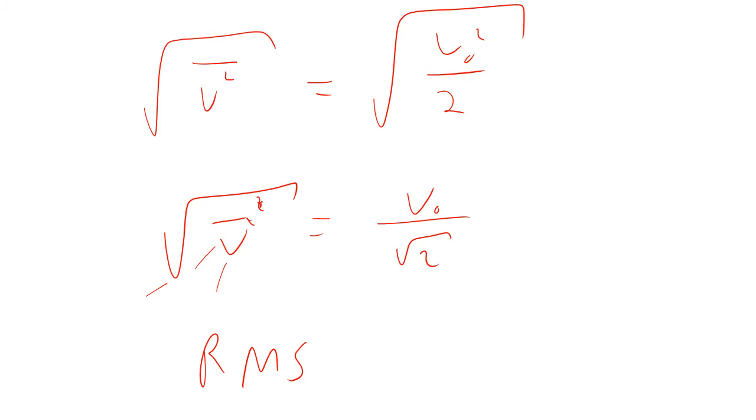So what does that mean? The root mean square of the voltage. So Vrms, we can call this Vrms. The Vrms is equal to the amplitude divided by the square root of 2. So for example, the outlets in your home are 120 volts RMS. So that's going to be the amplitude divided by square root of 2.